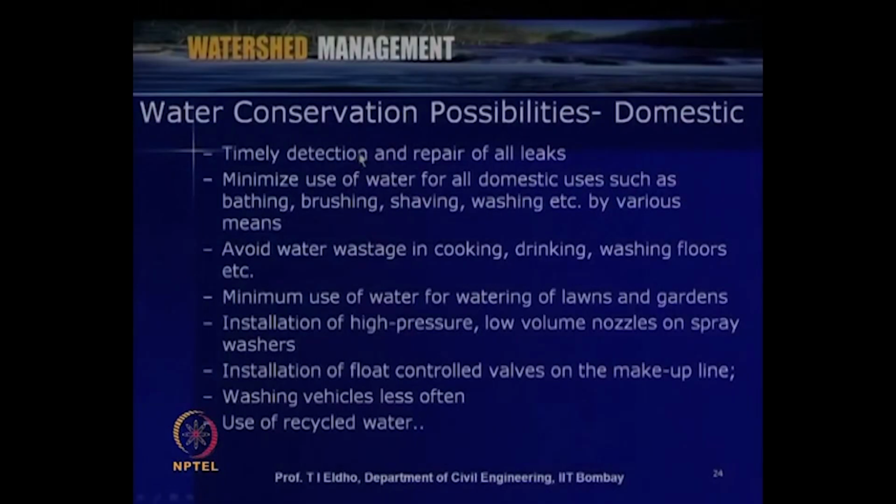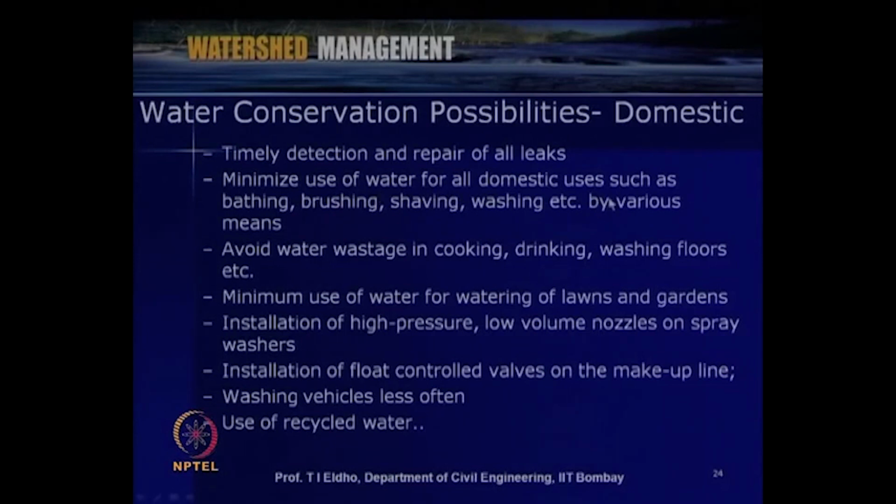So, this way we can use various possibilities, depending upon the industry, depending upon the processes, depending upon the rates. So, there are various possibilities as far as water conservation in the industries is concerned. Then as far as domestic purpose is concerned, water conservation possibilities include timely detection and repair of all leaks. Leakage is a major issue, about 20 to 30% water is lost in leaking. So, whether we can detect it and repair.